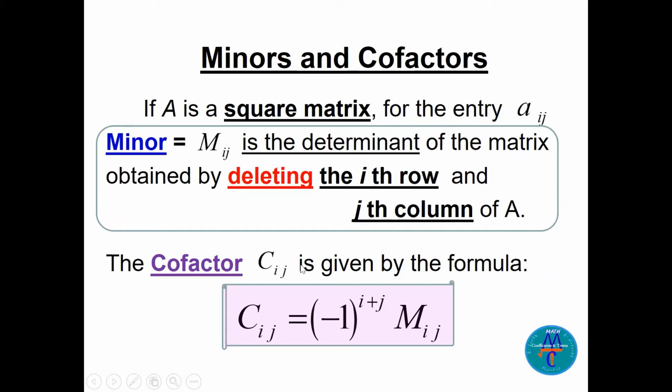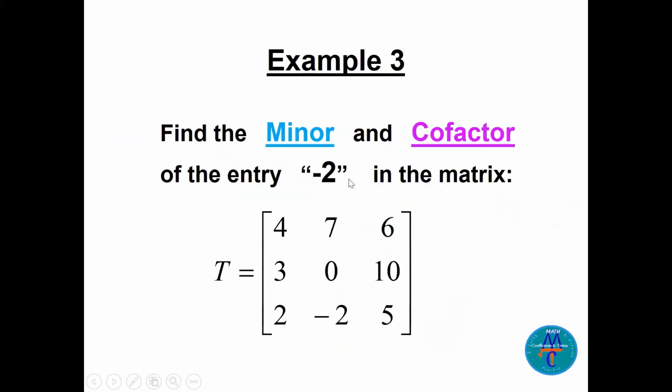Now just let me say the cofactor, capital Cij, is given by the formula. Cofactor, capital Cij will be minus 1 to the power i plus j times capital Mij. So to find the cofactor, you have to find the minor. To find the minor, we have to delete. Deleting here, we cancel some rows and columns. Let me show you the example here.